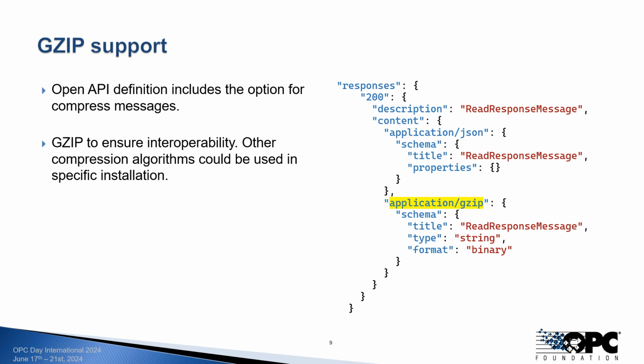Fortunately, the OpenAPI definition takes this into account and indicates that there are two possible media types you can get back in your response, either JSON or gzip, depending on what is in there. However, when you're actually encoding it, to be consistent, the content type in the HTTP headers will always be application JSON. However, the content encoding would be gzip.